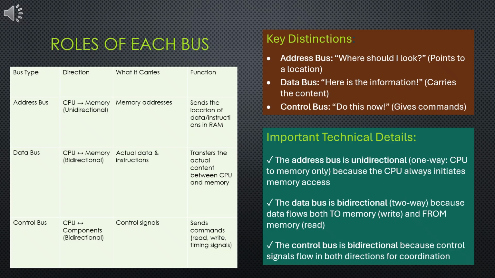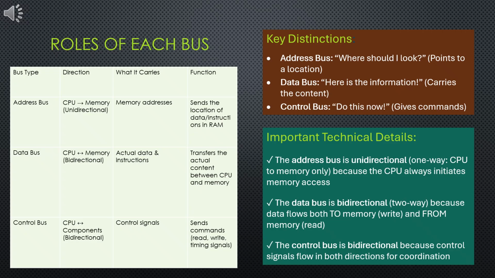The data bus answers the question, "Here is the information." This is the main carrier. It transports the actual content, the data or the instruction itself. The control bus answers the question, "Do this now." It provides the commands like read from this address or write to this address, ensuring timing and coordination.